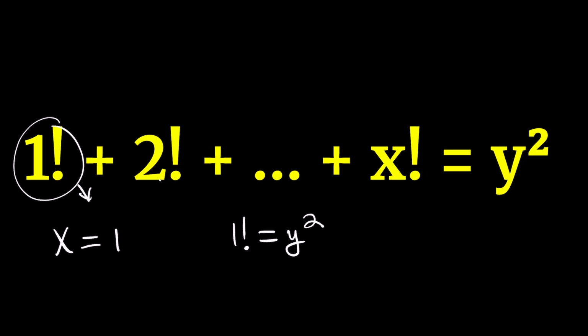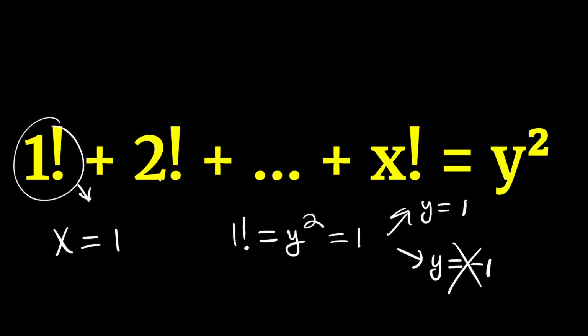So y squared equals 1. And this means two things. Y is either 1 or negative 1. But I told you that we were going to focus on non-negative integers. We're not going to accept the negative 1, even though it should be okay, because when you square negative 1, you get a positive answer. But let's just go ahead and get rid of that. Okay? So this means if x equals 1, then y equals 1. So 1 comma 1 is a valid solution. But the million-dollar question is, is that the only solution? We need to find out.